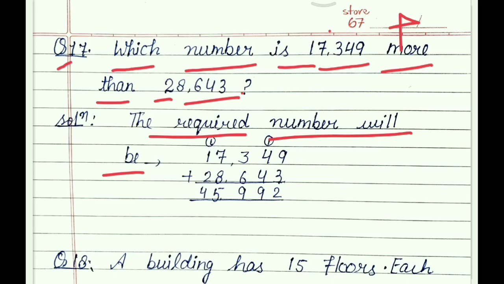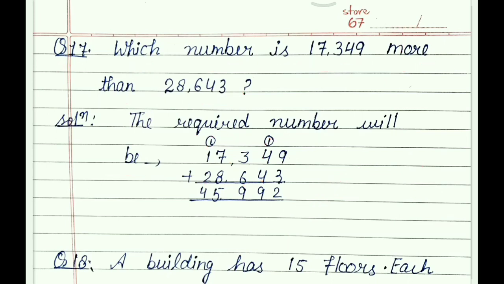28,643. Add together: 9 plus 3 is 12, write 2 and carry 1 is left. 4 plus 4 is 8 and carry 1 makes 9. Okay, 6 plus 3 is 9. 7 and 8 is 15, write 5 and carry 1 is left. 1 plus 1 is 2, and 2 and 2 is 4. Clear? After that, the next question, see here.